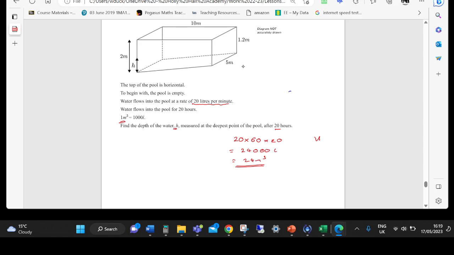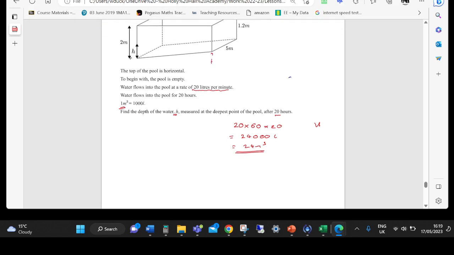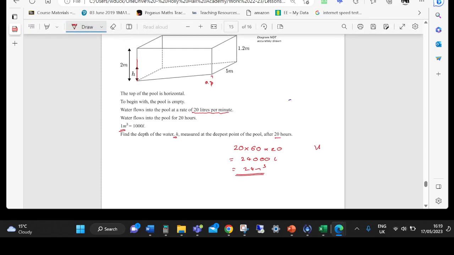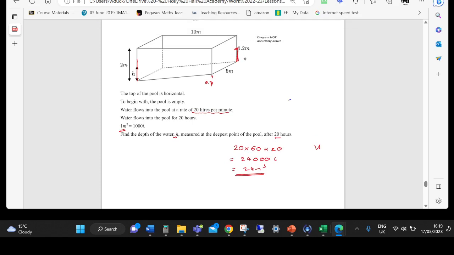Right. What I'm going to say then, so this isn't necessarily the best way, and I'll see how this works out, is that whatever this height here is, that gap there is 0.8. So the height of this part is going to be h minus 0.8.